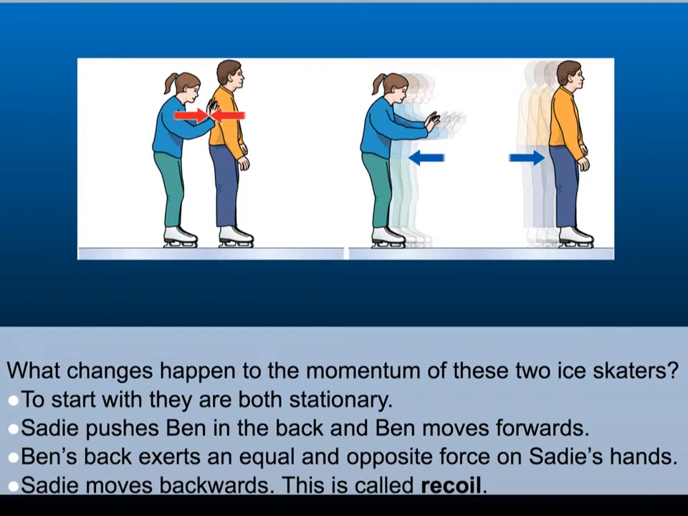Changes of momentum not only happen when there are collisions, they can also happen in situations called explosions. This is an example of an explosion. We have the two skaters here that are stationary. Then Sadie pushes Ben in the back, and Ben moves forward. Ben's back exerts an equal and opposite force on Sadie's hands, and Sadie moves backwards. This is called recoil.